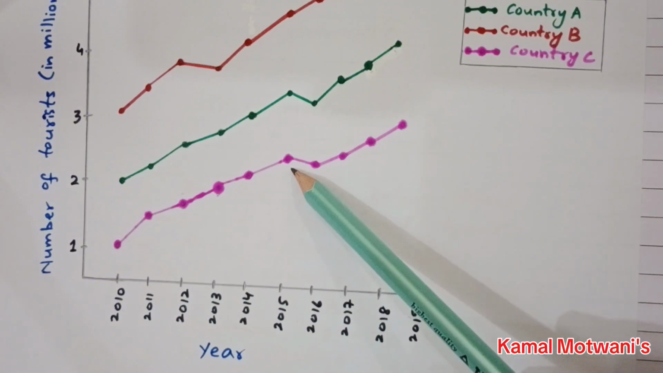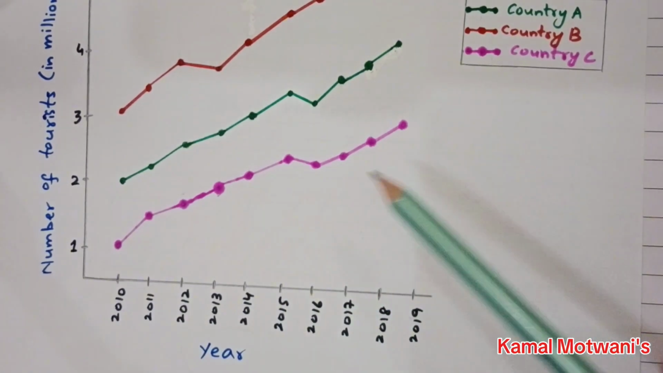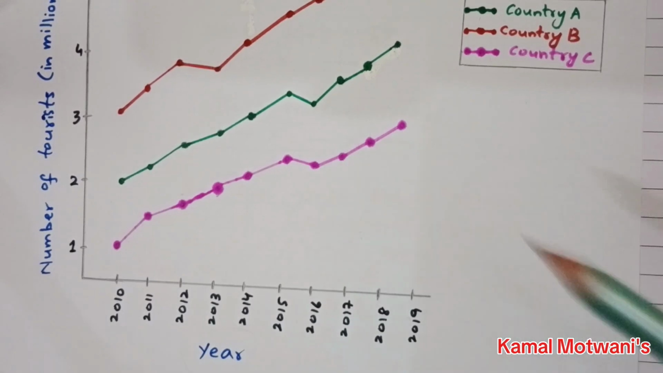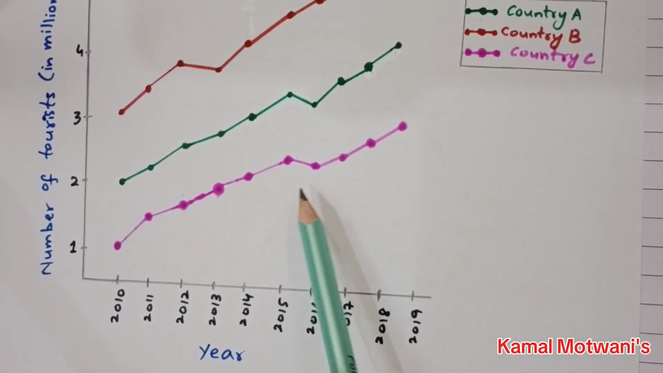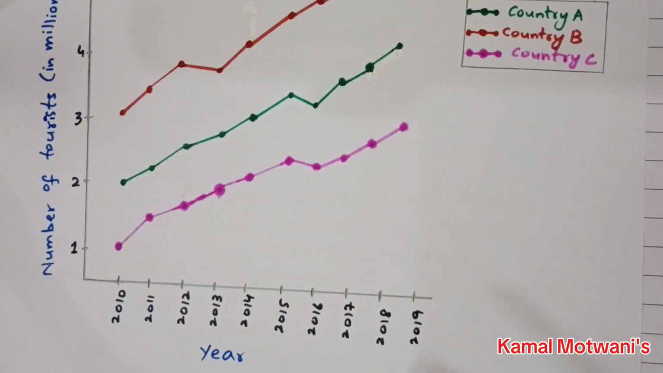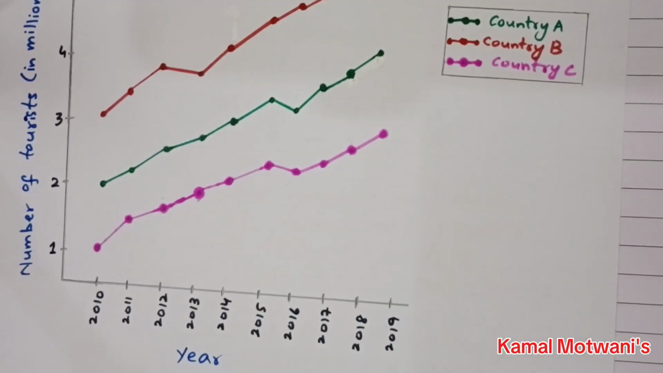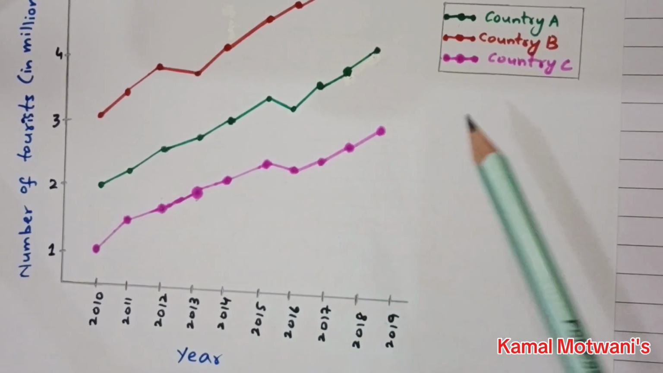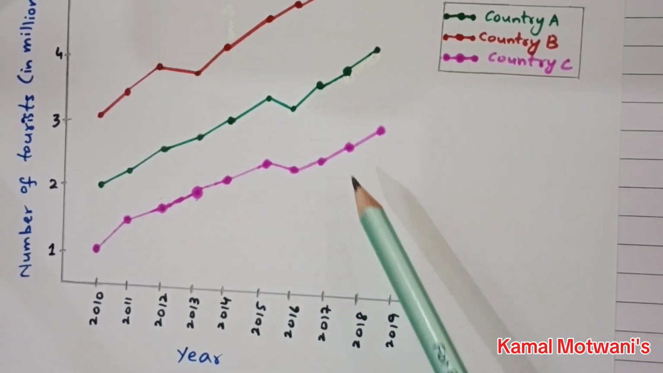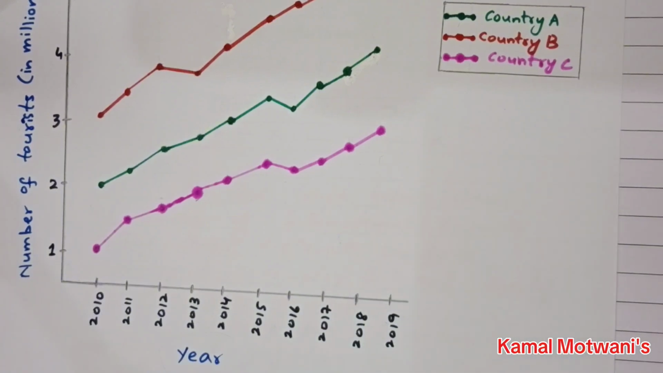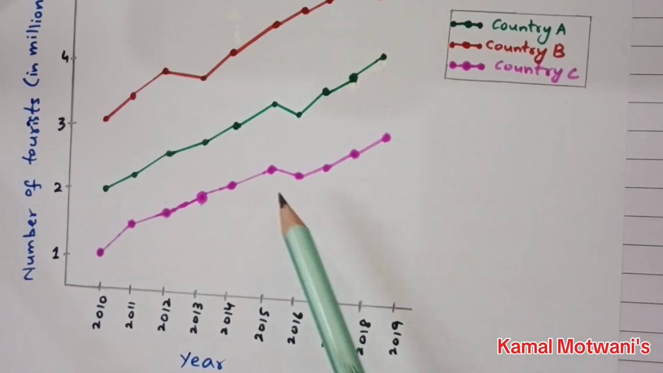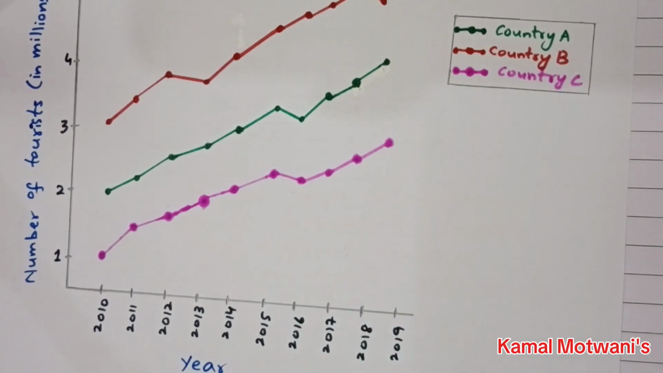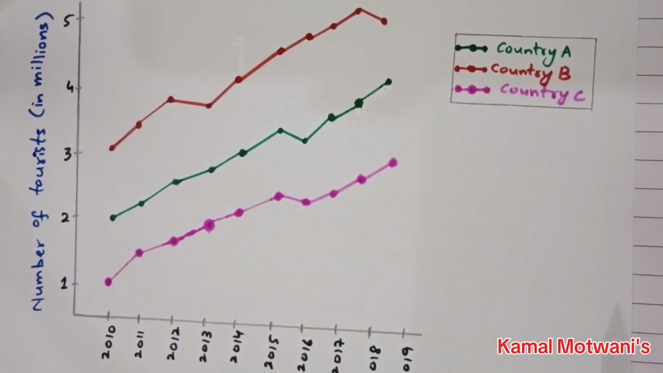Then from 2015 to 2016, it witnessed a slight fluctuation, a downward trend. Then country C continuously witnessed an upward trend. It means the number of international tourists kept increasing from 2016 to 2019. So there was only a slight fluctuation in country C. That was a slight decline for the international tourists. So this is how we understand the graph and we interpret the graph.